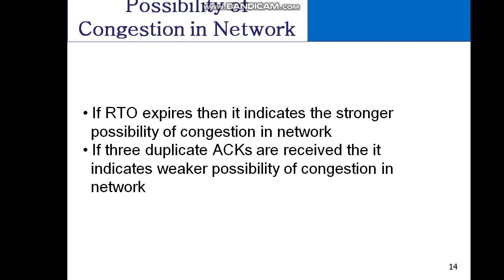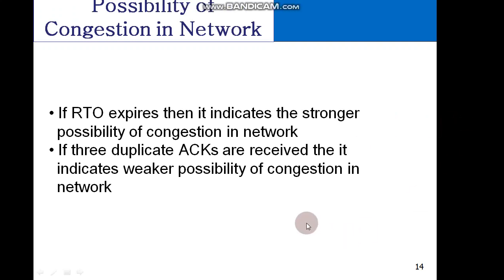If 3 duplicate acknowledgements are received, it indicates that there may not be congestion, or there is a weaker possibility of congestion, because acknowledgements are coming and 3 acknowledgements are received by the sender. So it will understand that the congestion may not be there, but somewhere the segment is lost due to some other reason. So if RTO expires, then we should understand that there is a strong possibility of congestion. If 3 duplicate acknowledgements are received by the sender from the receiver side, then we should understand that there is a weaker possibility of congestion in the network.